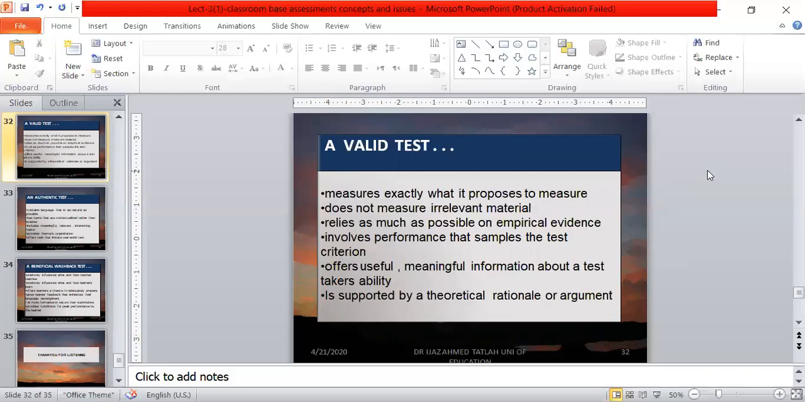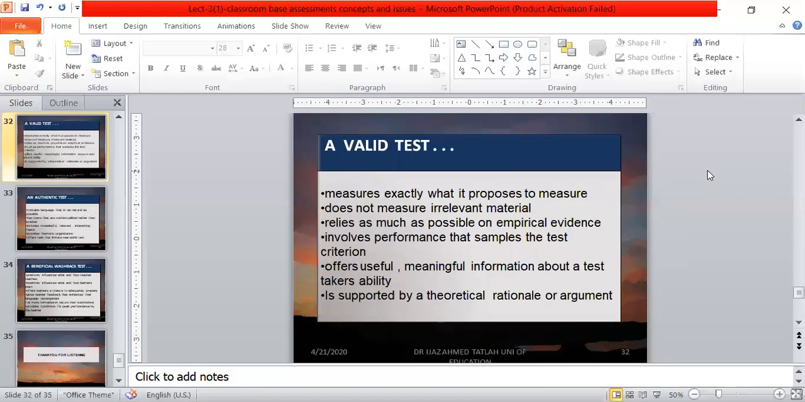It relies as much as possible on empirical evidence. Its validity is strengthened only when its empirical evidences are available. It involves performance that samples the test criterion. So its performance is based on the test criteria. It offers useful, meaningful information about a test taker's ability, and it is supported by theoretical rationale or argument.